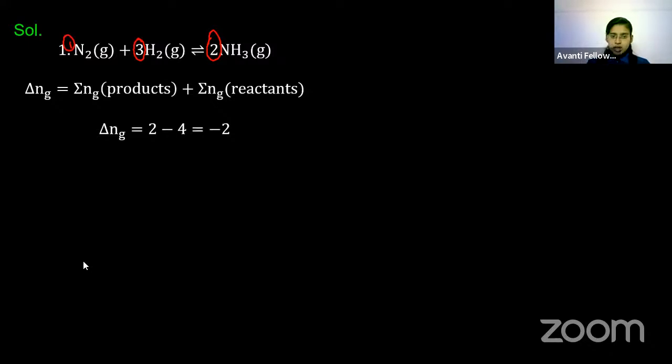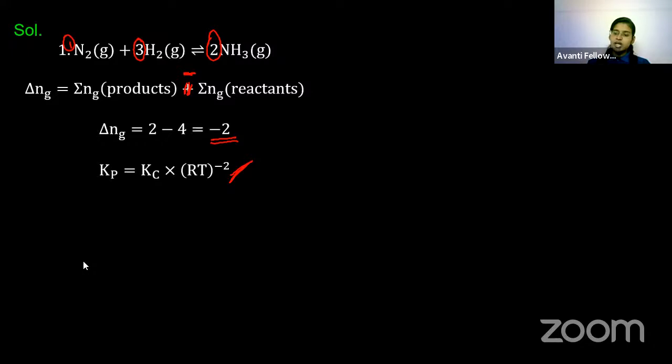Sorry, here you should have minus, okay? It is not plus, it is minus. So 2 minus 4, so the answer is coming out to be minus 2. So we have to substitute this minus 2 in the formula. So what we will get? Kp is equal to Kc into RT power minus 2. That's all. So this is the expression for this reaction.